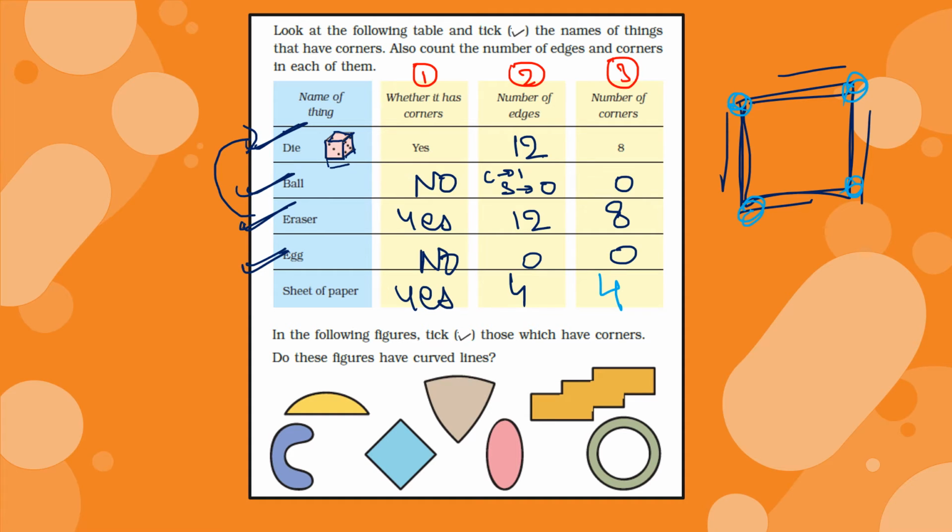So we have to take the objects which have corners, right? This has corners? Yes. This has corners? No. Yes. Yes. No. Yes. No. Okay. Next.